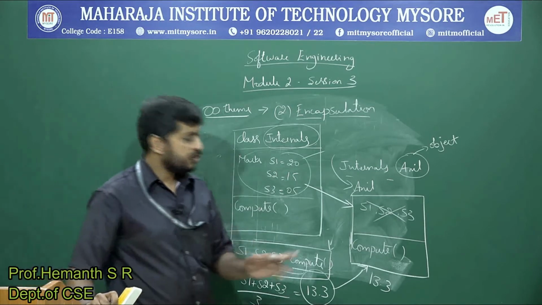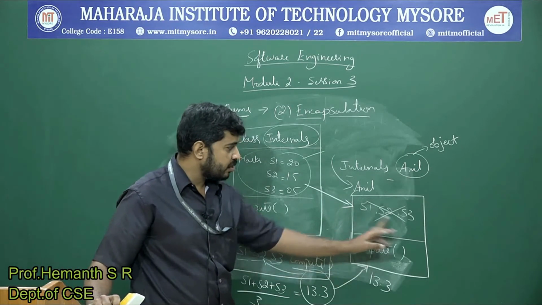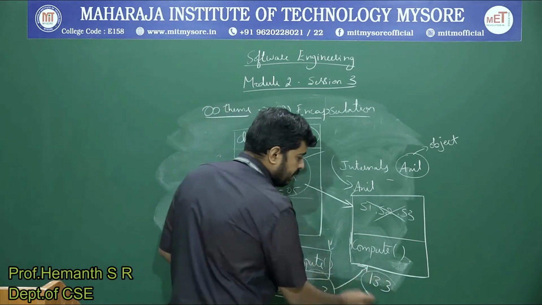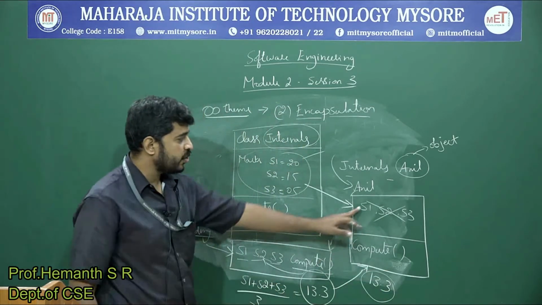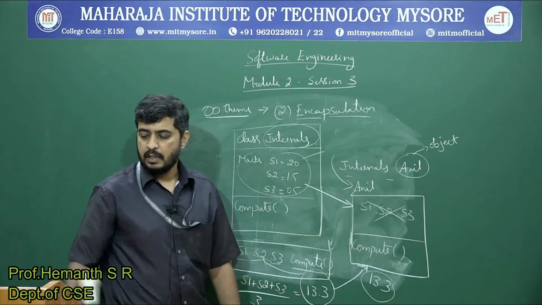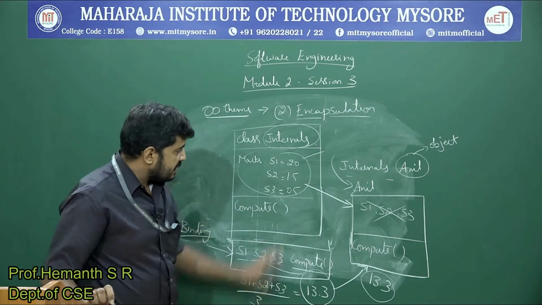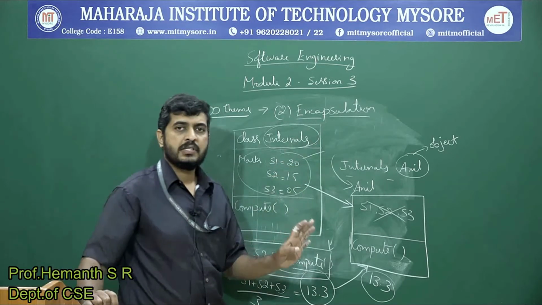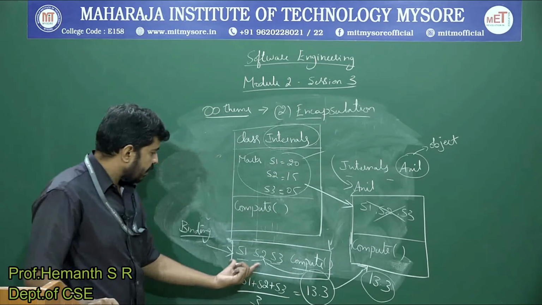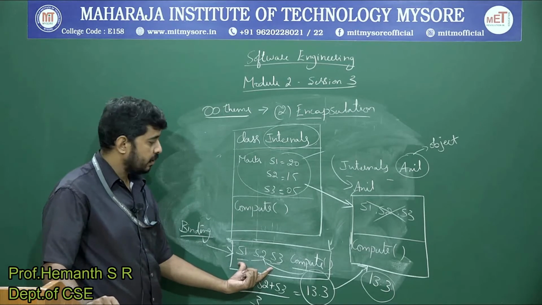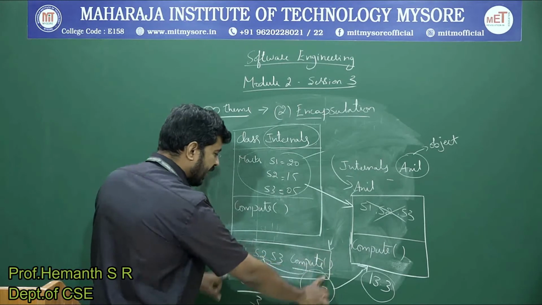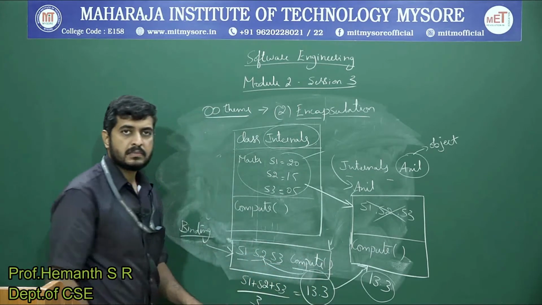But still, Anil should be able to compute the average of the 3 marks. He should get the average, that's it. He should not get to know the individual marks S1, S2, S3. So this design is supported through what is called encapsulation, where the data part and the function part are encapsulated, bound securely.